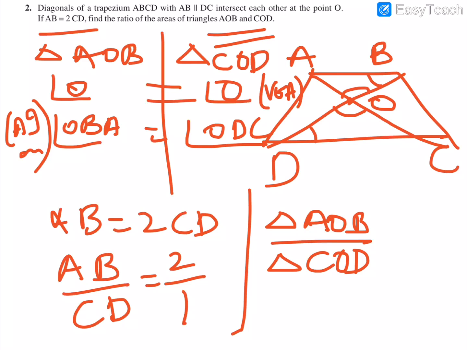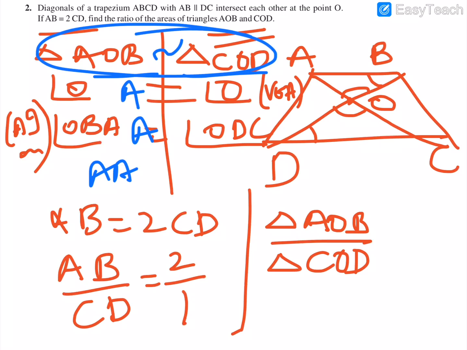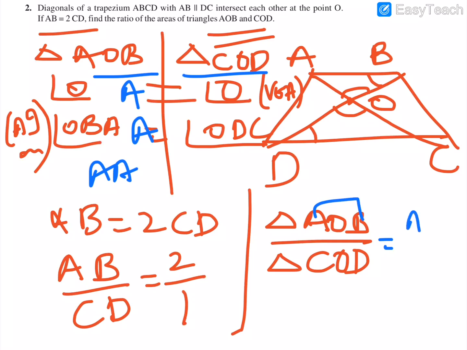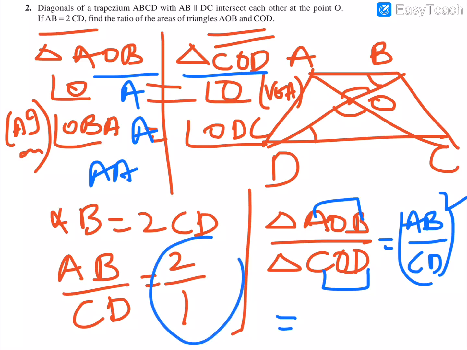Let's write that. Now by criteria called AA, one angle is equal, another angle is also equal. By AA criteria, these two triangles are similar. Now we have come to the point, since two triangles are similar, we know that the ratio of areas is equal to the square of corresponding sides. Whether you write AB square by CD square or AB by CD whole square, both are the same. So it is equal to, AB by CD value is 2 by 1. So 2 by 1 whole square, that is 4 by 1, or 4 is to 1. This is how we solve the second sum. Let's move on to the third sum.